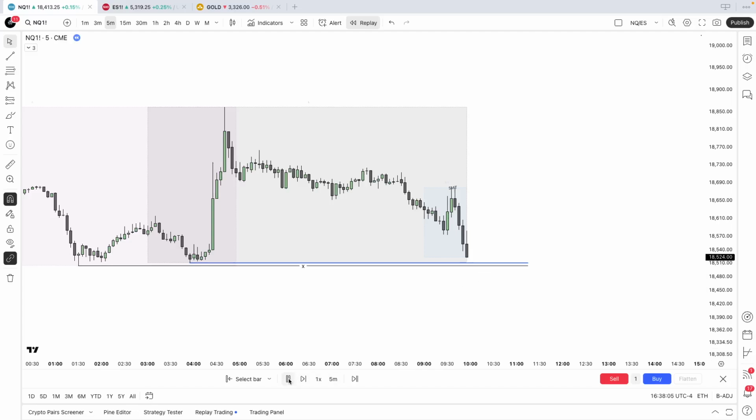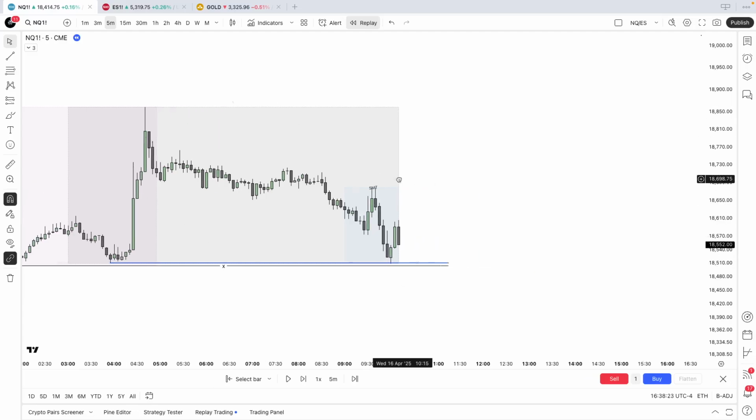And so here I'll just play this out and we'll see what happens. What do we see happens here? We see this London low get swept. And so as I had mentioned, I wanted to see London or Asia lows get swept, and we saw this London low get swept where liquidity had gotten filled, and then we saw a bullish candle body closure.